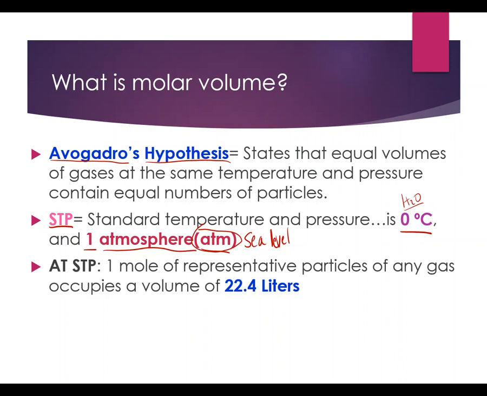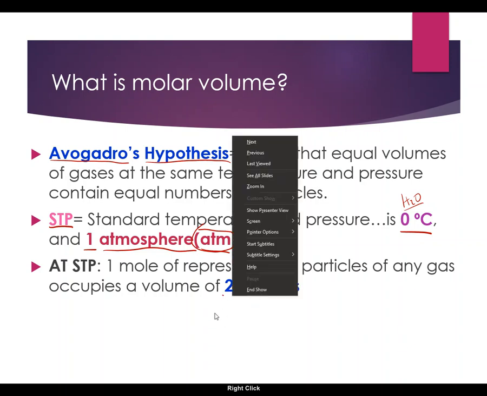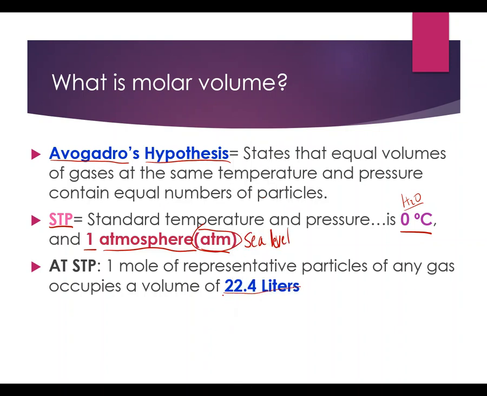So at STP, 1 mole of representative particles of any gas occupies a volume of 22.4 liters. This is an important number, you have to memorize it: 22.4 liters. That's always 1 mole when you're at standard temperature and pressure. So therefore, we say it's molar volume. Molar volume is equivalent to 22.4 liters, which equals 1 mole, which also equals the molar mass of the substance, which also equals 6.02 times 10 to the 23rd particles of that substance.